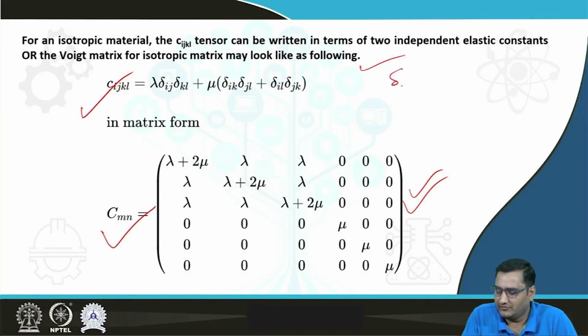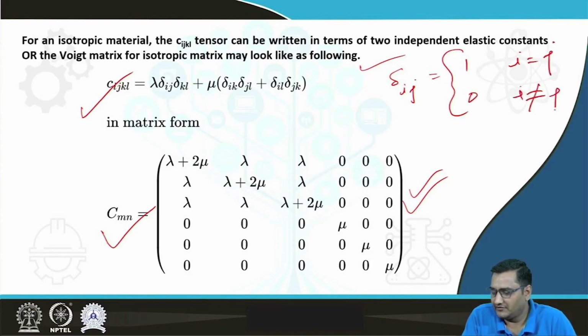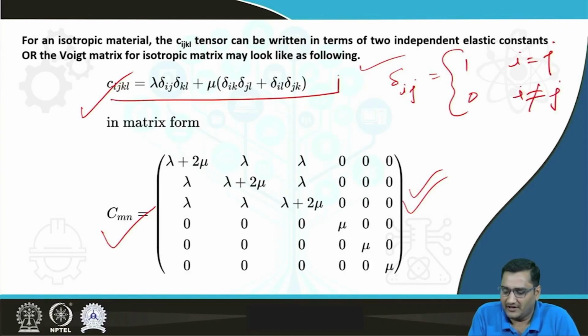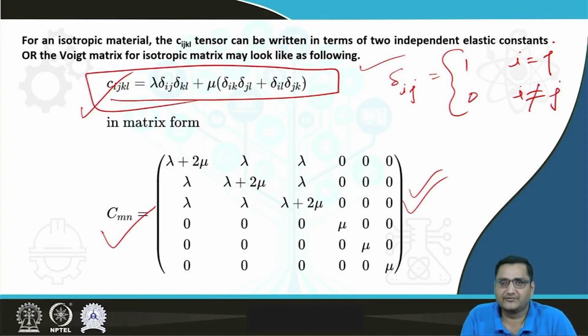As I told you, delta_ij will be equal to 1 when i is equal to j, and it will be equal to 0 when i is not equal to j. So this is the Einstein summation expression for the stiffness tensor for the isotropic material in the form of lambda and mu. We have seen this equation previously in our first module, and as I have said earlier, this particular Voigt matrix is for the isotropic material in the form of lambda and mu.